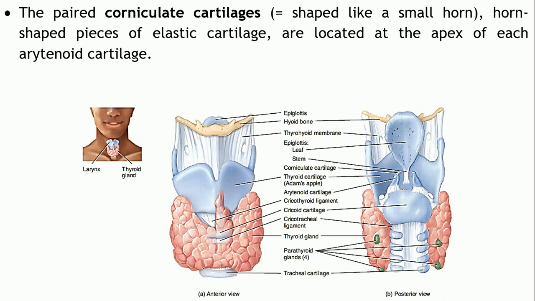Then the next one is the corniculate cartilages, again the paired one. Corniculate means shaped like small horns. So as you can see, these appear like horns, right? Okay, so these are comprised of the elastic cartilage and they are located at the apex of each arytenoid cartilage, right? Here, these are your arytenoid cartilage. So at the apex of each one are located the paired corniculate cartilages.